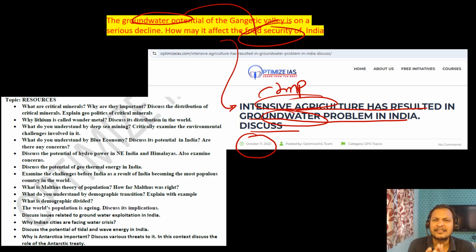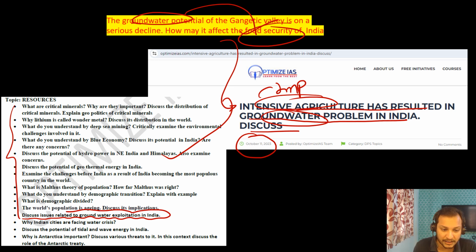And I have discussed this 100 times, that there is a need for change in cropping pattern. There is a need to shift away from the rice and wheat cropping pattern in Punjab and Haryana because the groundwater there is declining. So we need to shift the cropping pattern. 100 times I have discussed this. You can see I had predicted the same question also in my predicted list of questions. You can see I had predicted: discuss the issue of groundwater exploitation in India.